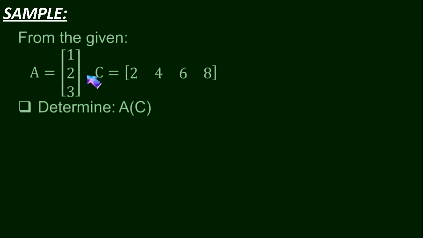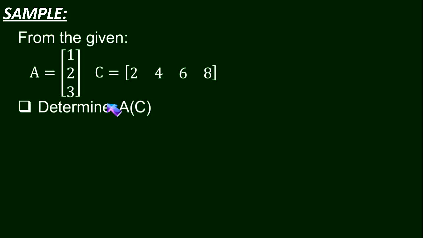So, let's have another example. So, we have from the given A times C. Determine A times C. So, yung A natin, we have 1, 2, 3 rows. Yung C natin, we have 1, 2, 3, 4 columns. So, sa multiplication, sabi natin kanina that the row of the first matrix should be of the same size of the column of the second matrix.